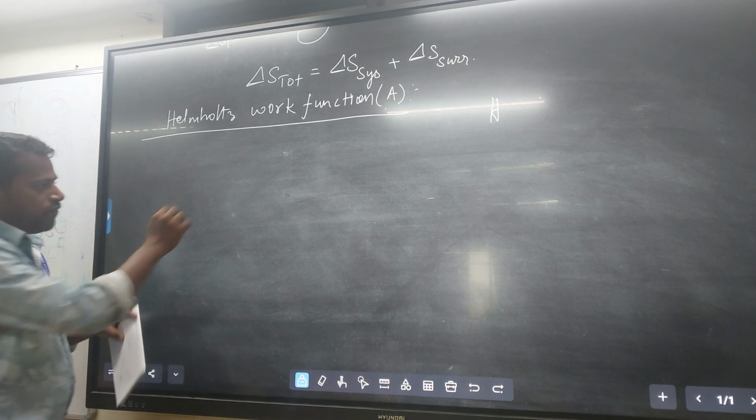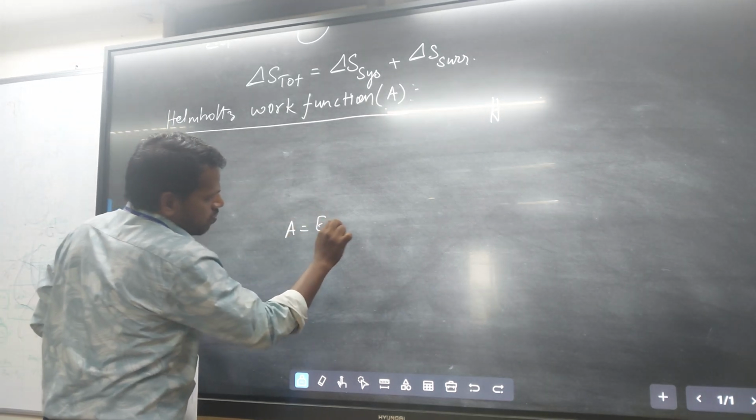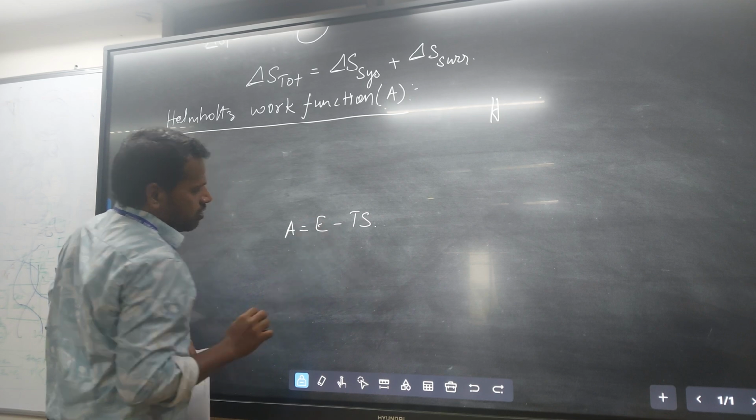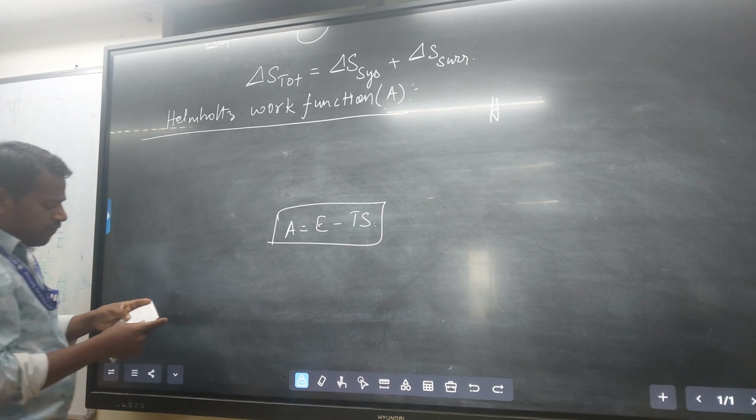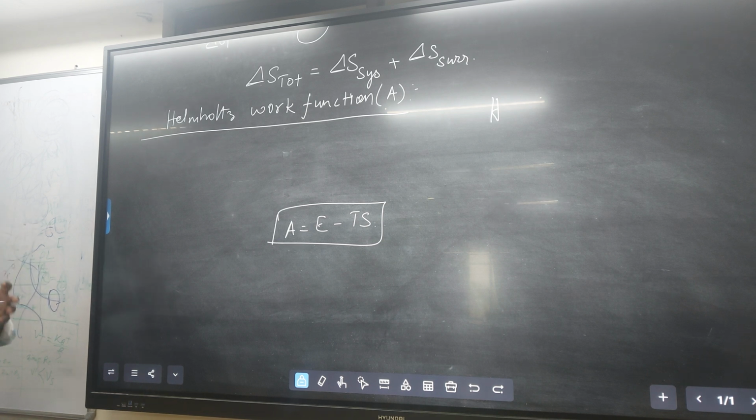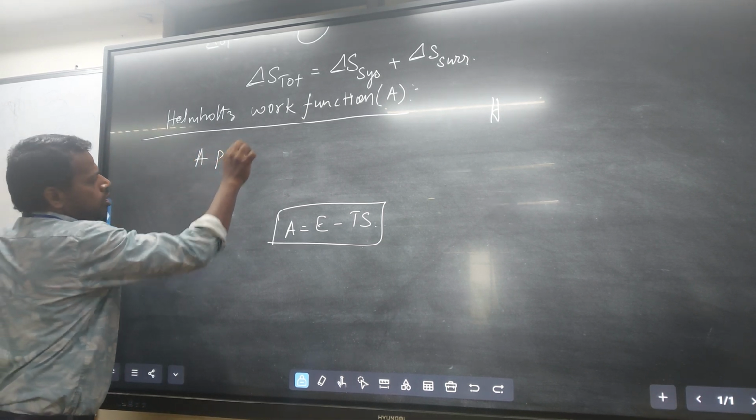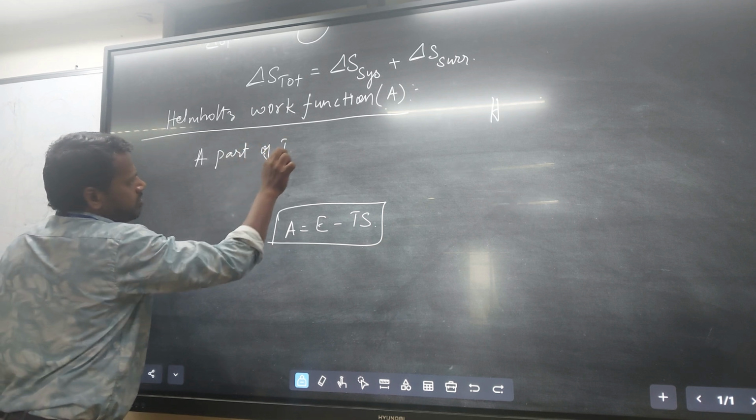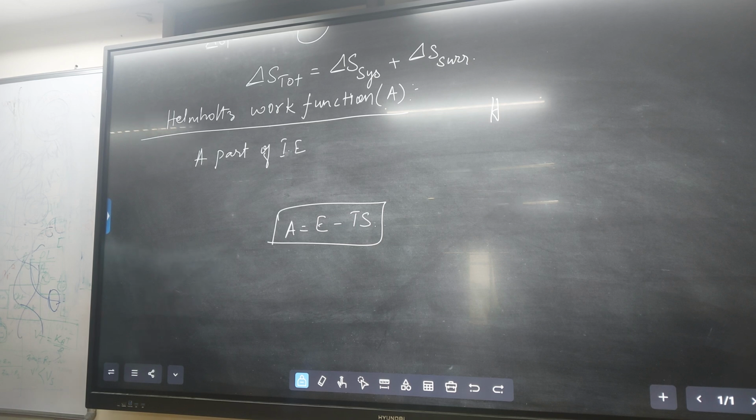What does the Helmholtz work function mean? You know the equation A equal to E minus TS. This is the Helmholtz work function. It is a part of the internal energy of a system. I write it as a shortcut, otherwise I would dictate it; you write it down.